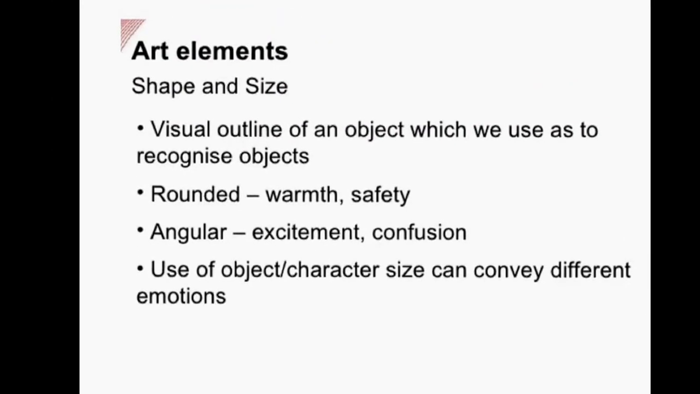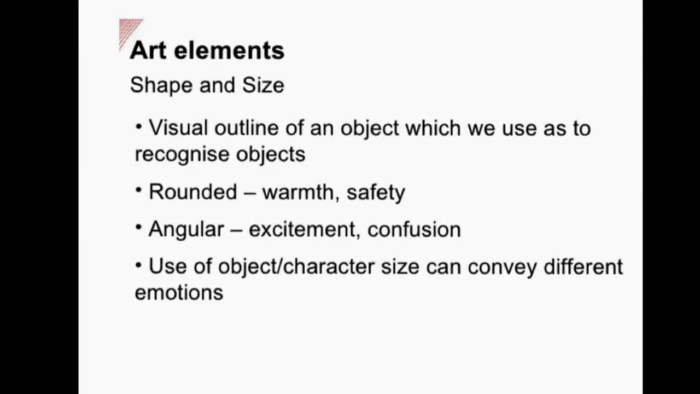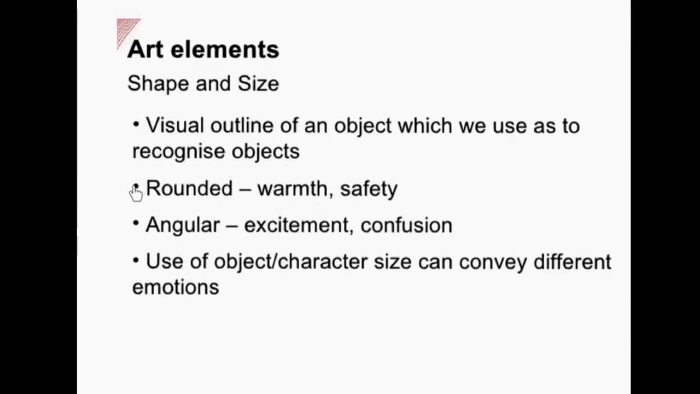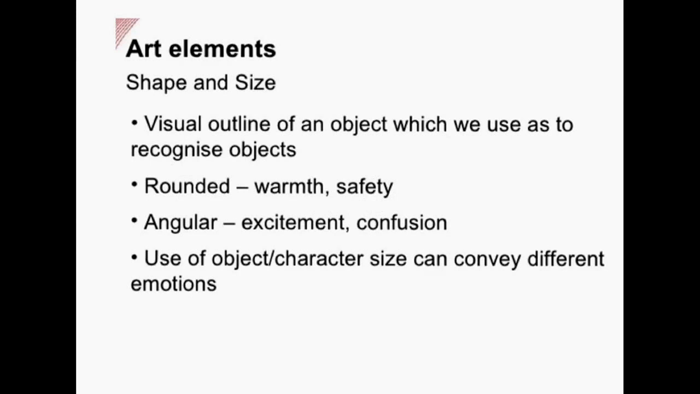Now, when you're using size and shape, when we have things like rounded shapes, they can sometimes symbolize the idea of warmth or safety or even some sort of just calmness. Whereas angular shapes sometimes suggest excitement or confusion or even stress. They're not very calming to look at. It does make you feel quite tense. And then we'll talk about size in a second.